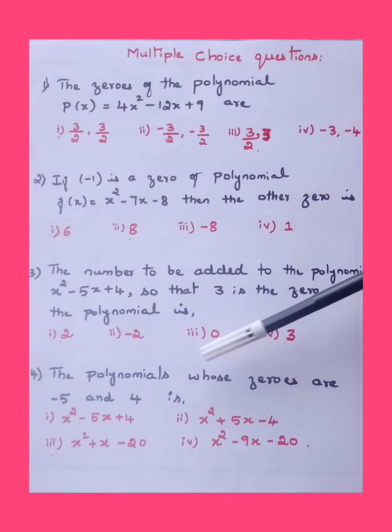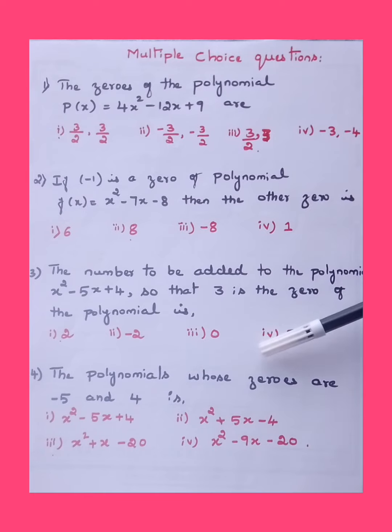Question number 4. The polynomial whose zeros are minus 5 and 4 is. So for this polynomial, when you substitute the values of minus 5 and 4, you will get the answer as 0. So we have to check which is the right option for this polynomial. You can just work this out and comment the answers in the comment box if you have time.